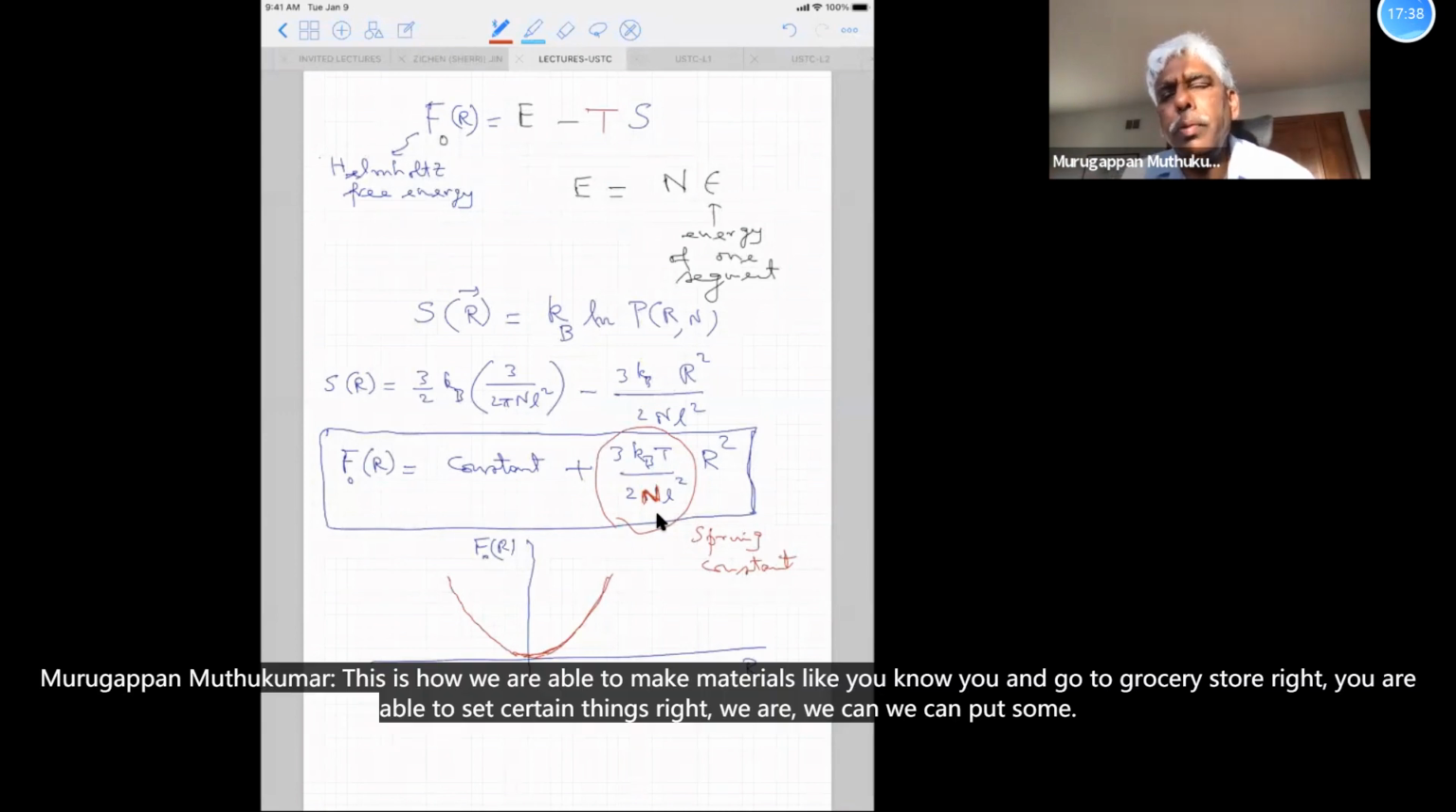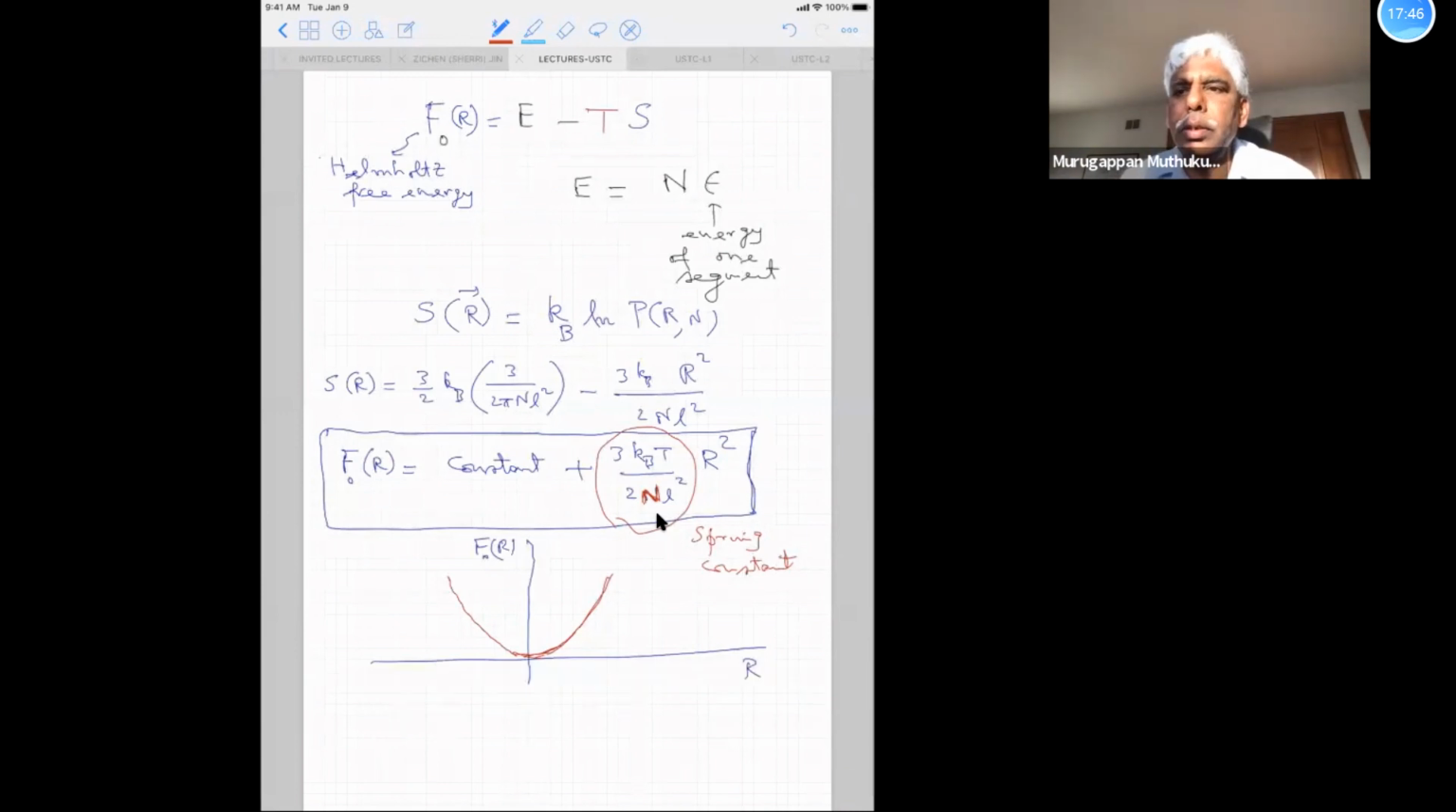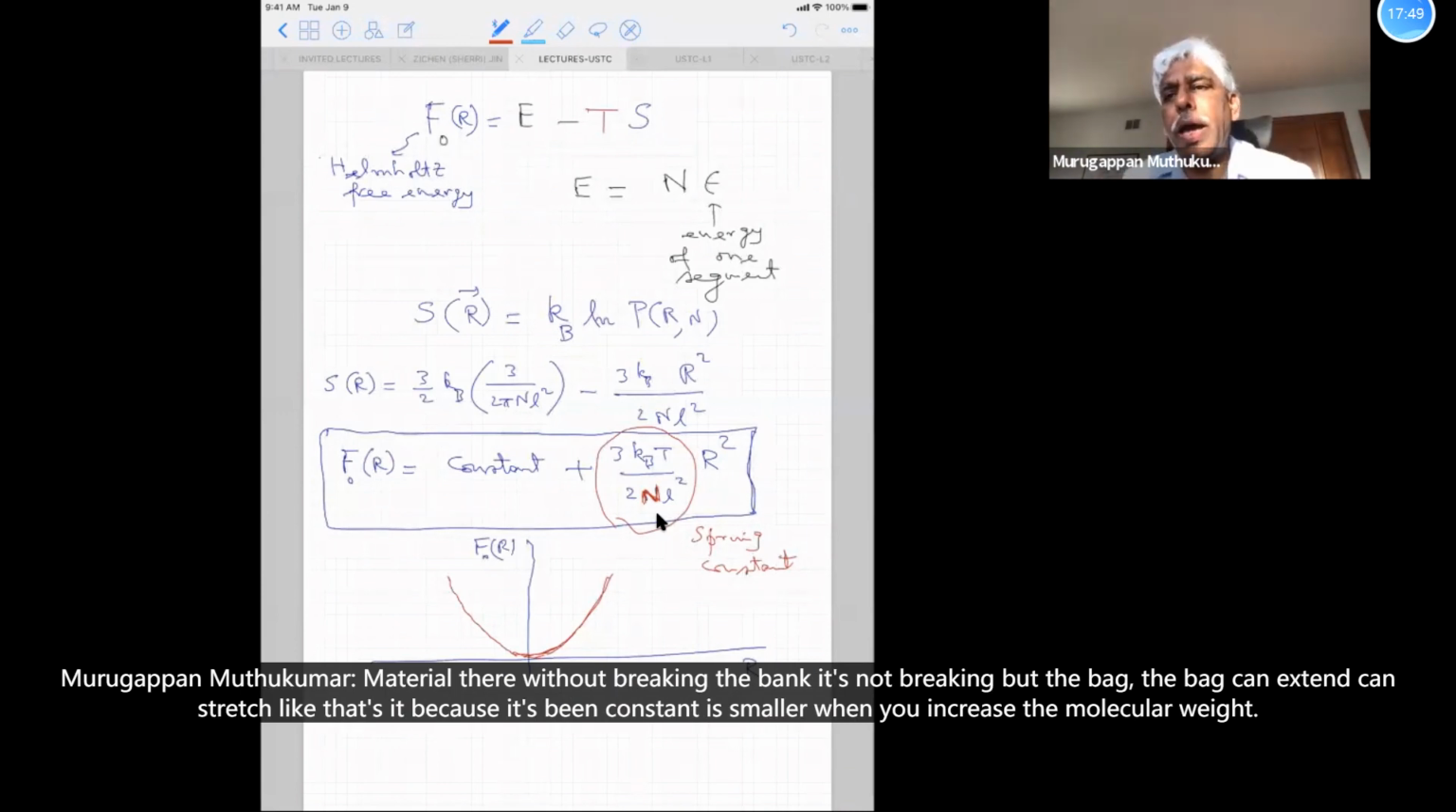This is how we are able to make materials like, you go to a grocery store, you are able to stretch certain things. We can put some materials there without breaking. The bag is not breaking, but the bag can extend, can stretch. That's because the spring constant is smaller when you increase the molecular weight.